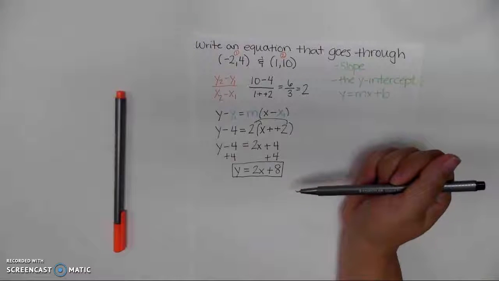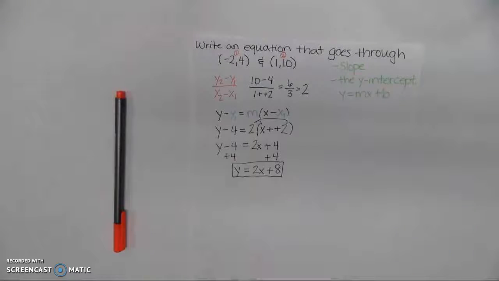Hopefully you'll find point-slope form just as easy as slope-intercept form, especially if you're writing equations. It tends to be a lot quicker than having to go through the whole motions of solving for b.